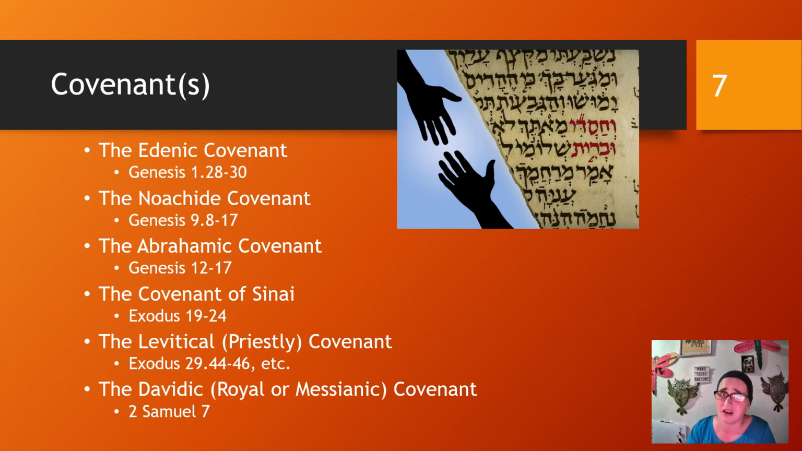The Edenic covenant, that is a universal covenant between God and all humanity through creation. The Noahide covenant, that is the covenant struck with Noah, again universal, applying to all humanity. The Abrahamic covenant, this is the covenant that is struck just with Abraham and the Hebrews, his descendants. So the Abrahamic covenant applies only to the Hebrews. So we go from universal to specific.